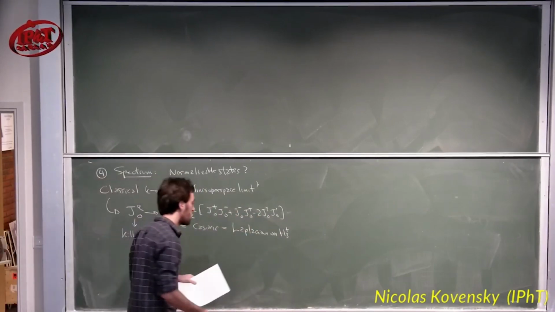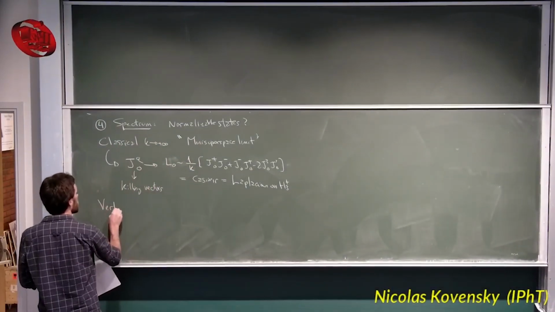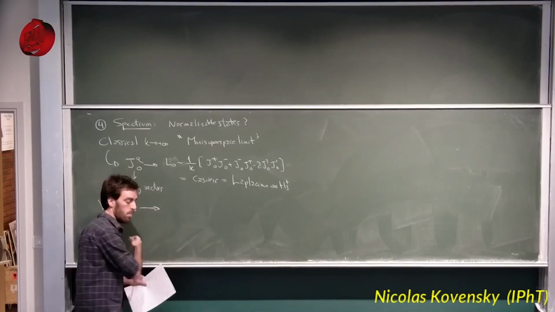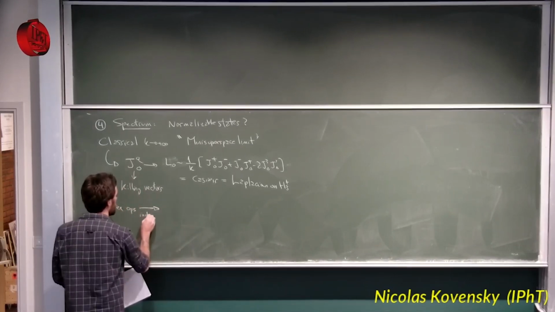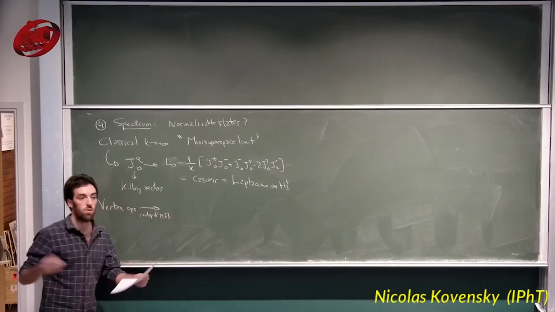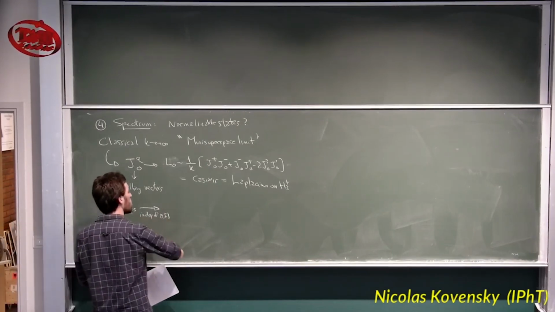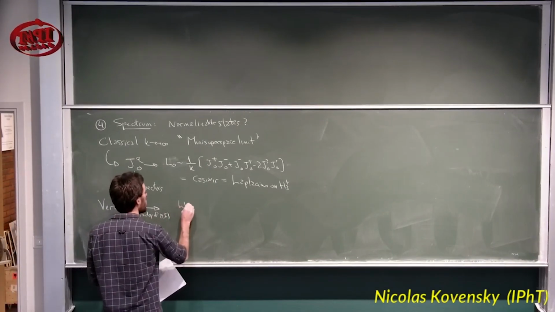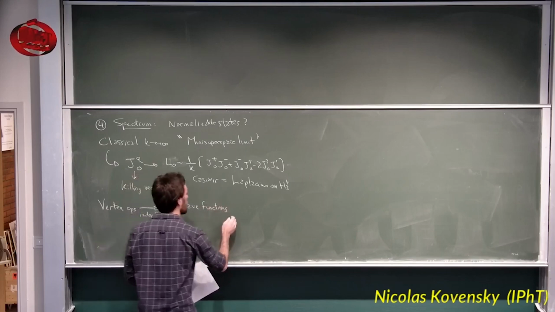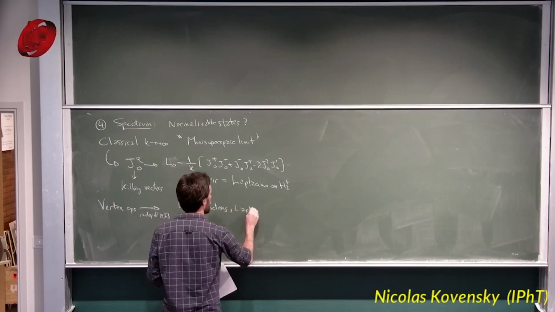So the vertex operators are going to become, first of all, independent of Z and Z bar. They're just going to be functions of the space-time, the target space coordinates. And second, we're going to be looking at the wave functions, which are eigenstates of the Laplacian.